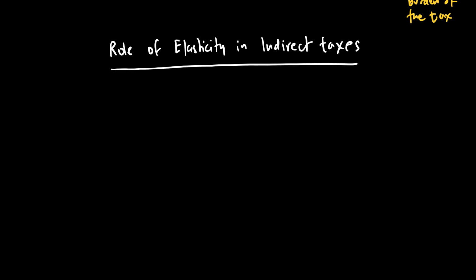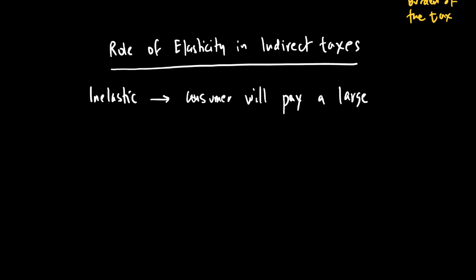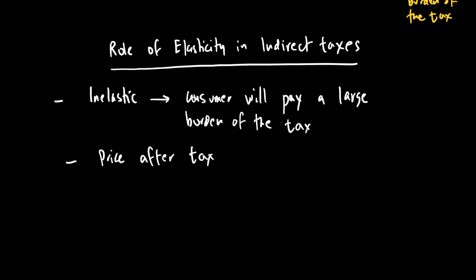So what is the role of elasticity when it comes to indirect taxes? Well, we say that if the good is more inelastic, the consumer will pay a large burden of the tax. And the reason why this happens, I'm going to show this in a diagram as well, is that the price after tax, when the good is more inelastic, will be much more after tax.